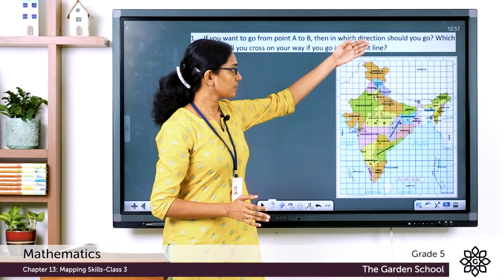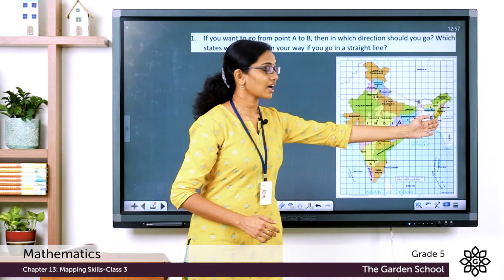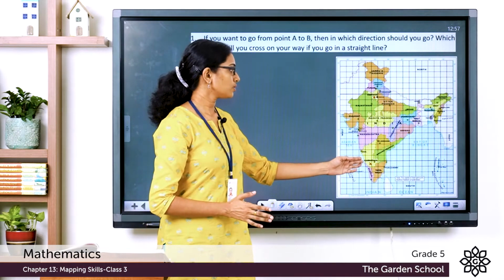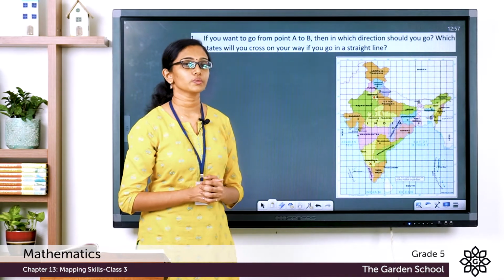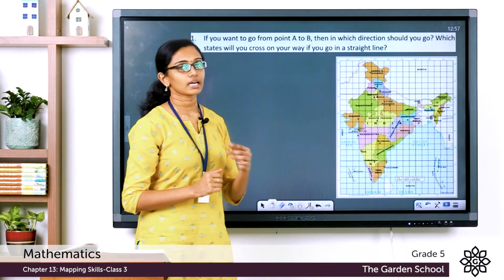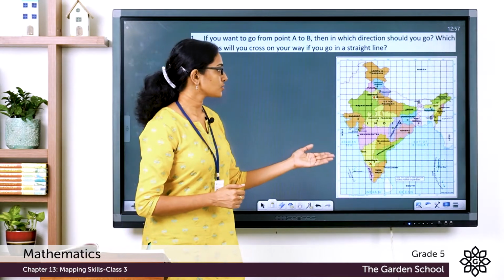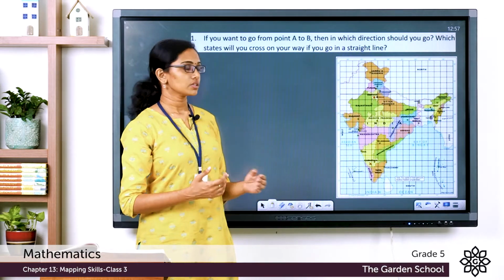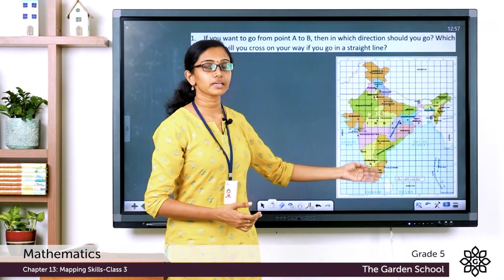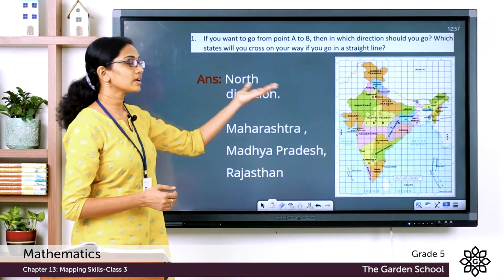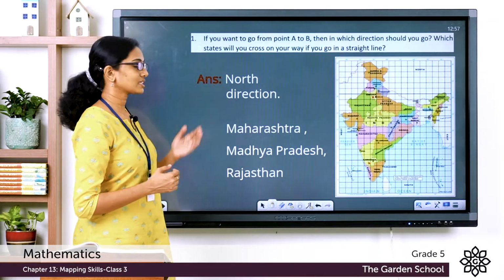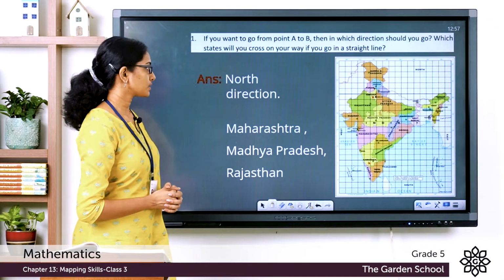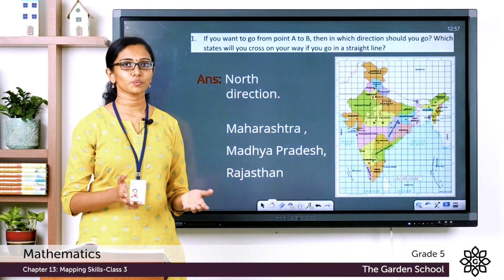So here we have the north, here we have the south, here we have the east, and here we have the west direction. So to go from point A to B, you have to go in which direction? You have to go in the north direction. And it is also asked, which all states would you cross while moving from A to B? So which are the states that come in between the points A and B? So to move from point A to B, you have to move in the north direction. And the states you will cross are Maharashtra, Madhya Pradesh and Rajasthan. Hope this is clear to you.